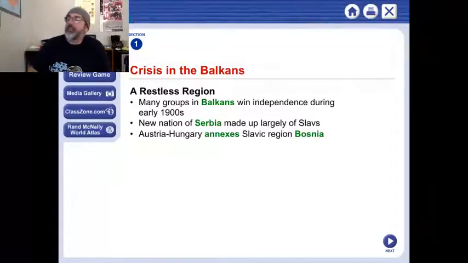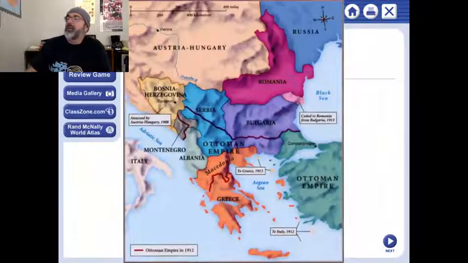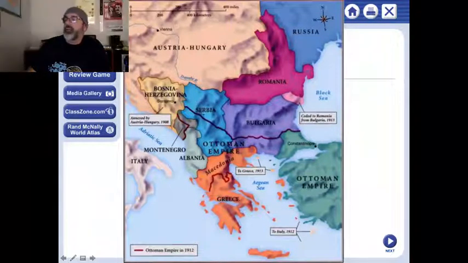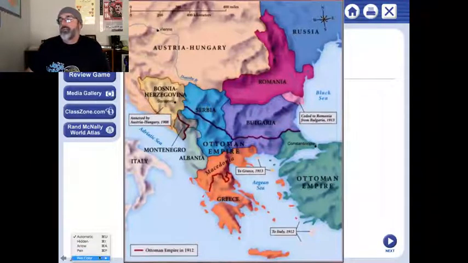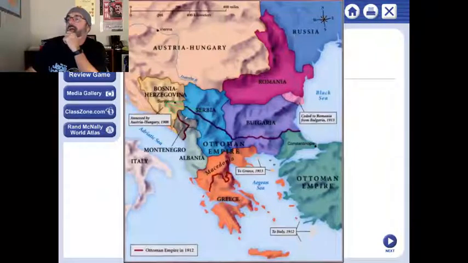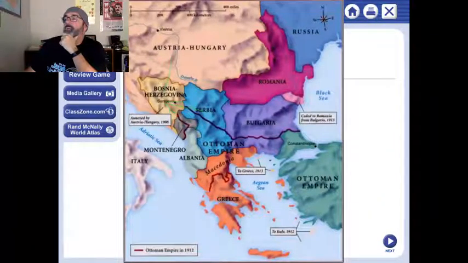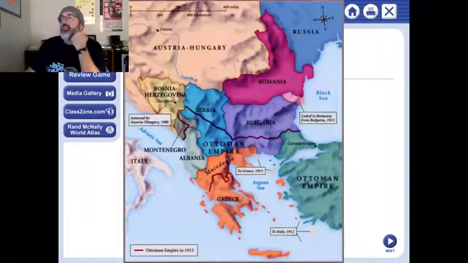If you go back and look at the map one last time, here's Bosnia and Herzegovina, this yellowy color, and Serbia feels that they should control them because there are many Slavic people in Bosnia. Austria feels that they should control them because there are many German people in Bosnia.